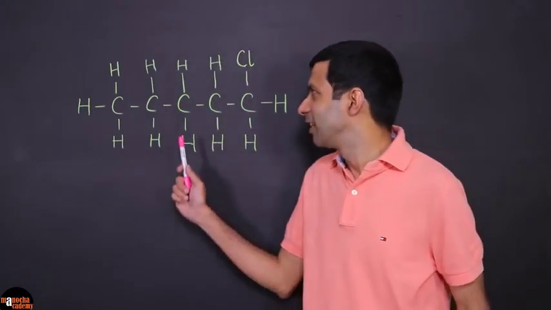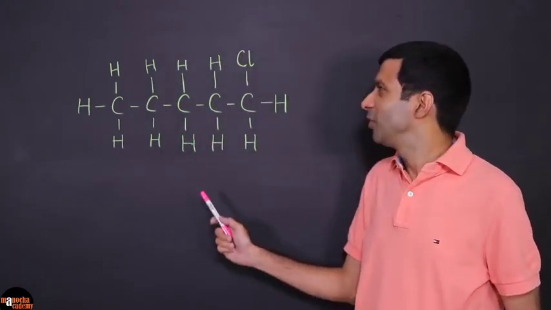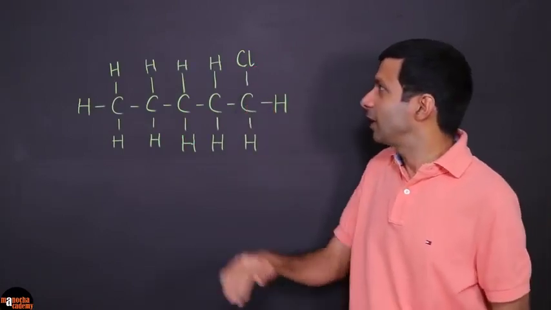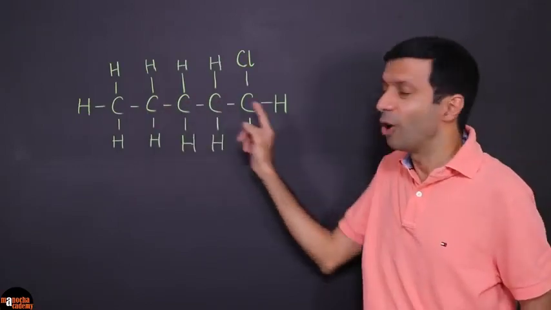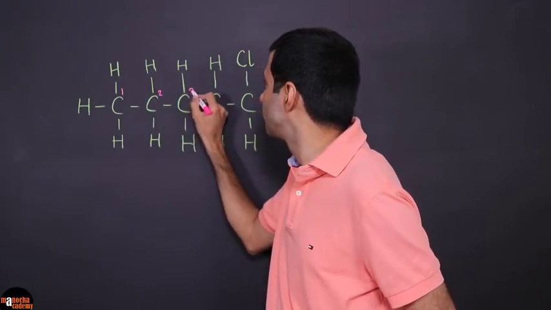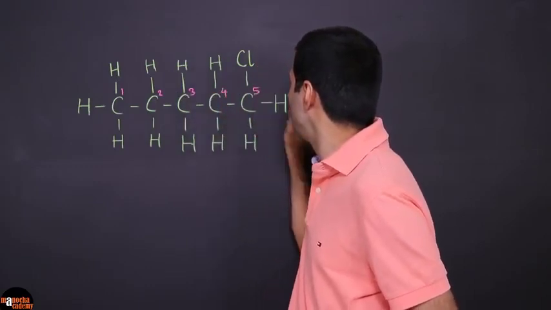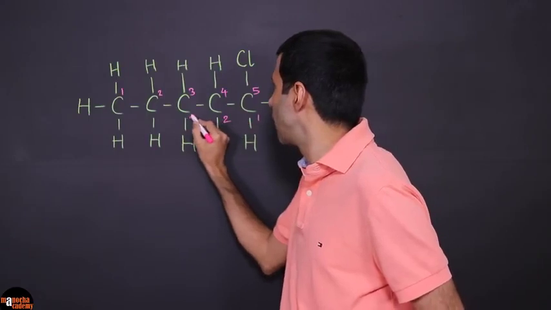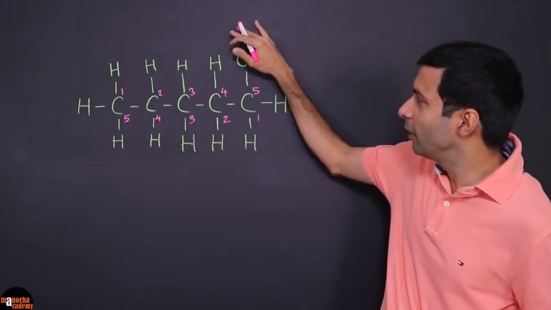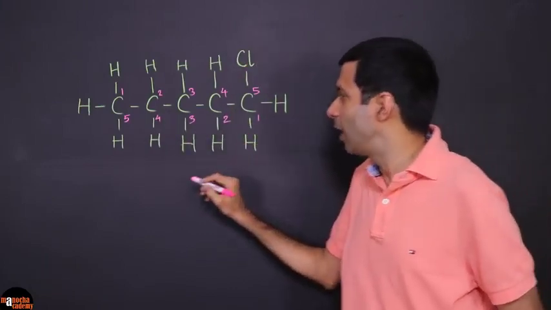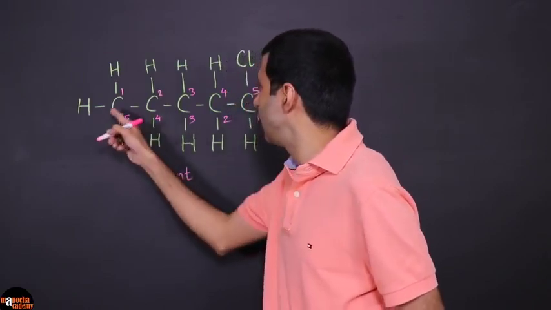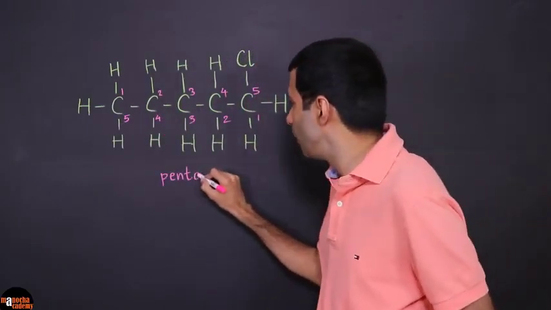Now let's take a look at this compound. What's interesting here is that there is a chlorine in here. But again, first ignore the chlorine and look at the longest continuous carbon chain. So let's go ahead and number it forward and backward. And we have 1, 2, 3, 4, 5 carbons. I'm going to number it backwards also. So if we ignore chlorine, what is the basic name here? It's 5 carbon, so that's a pent. And as you can see, there are only single bonds here. So it's a pentane.